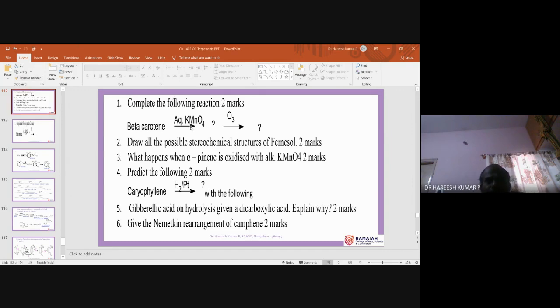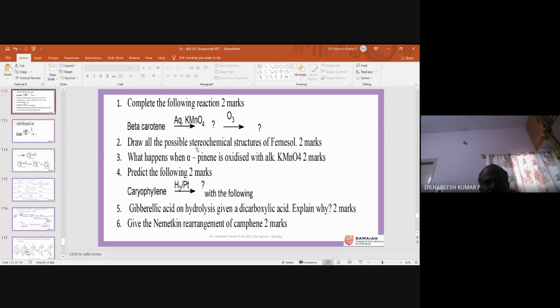So, complete the following reaction. It's a 2 marks question. You can write the beta carotene, or you can just write the molecular formula of beta carotene. When it is treated with KMnO4, it gives beta ionone. This beta ionone on ozonolysis gives what is called geronic acid.